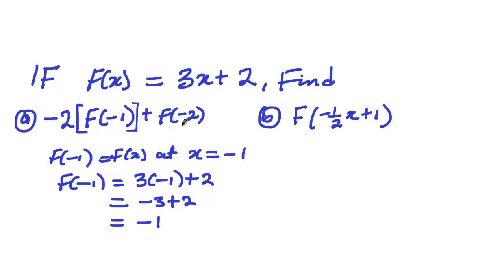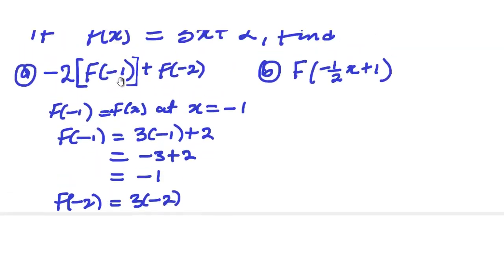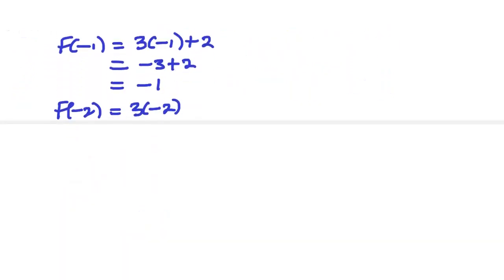Then we now need to find f of minus 2 before we plug it in here. So let me increase the page, pardon me. We want to find f of minus 2. So f of minus 2, in this case, will be 3 into bracket minus 2, plus 2. Let me get the equation correctly. 3 into bracket minus 2, then plus 2. So 3 times minus 2 is minus 6. Minus 6 plus 2 will give us minus 4.